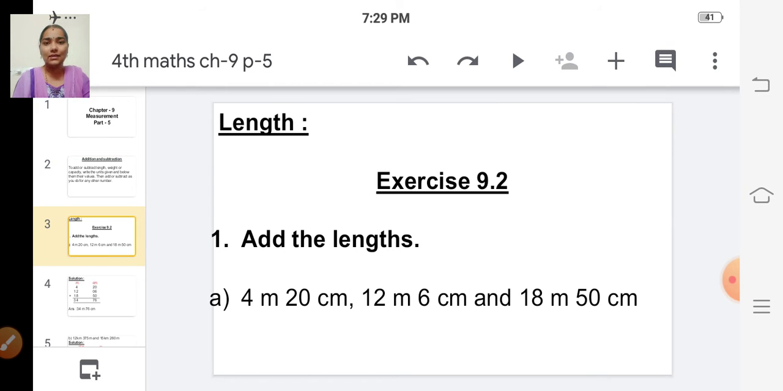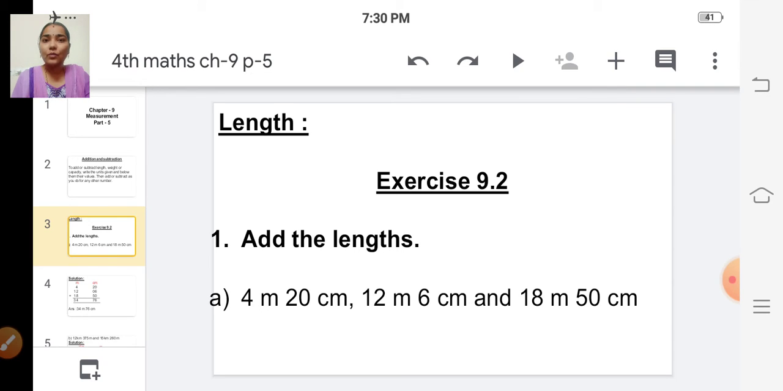First, let's add lengths. Exercise 9.2, first question: add the lengths given. The first length is 4 meter 20 centimeter, the second length is 12 meter 6 centimeter, and the third length is 18 meter 50 centimeter. We are going to add these three lengths.